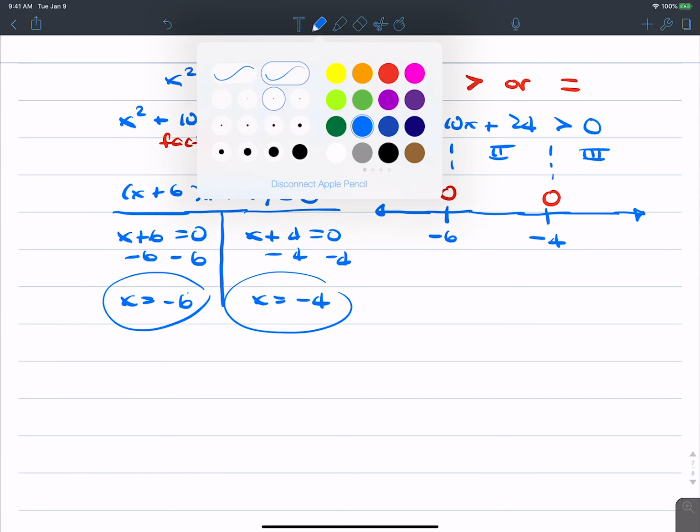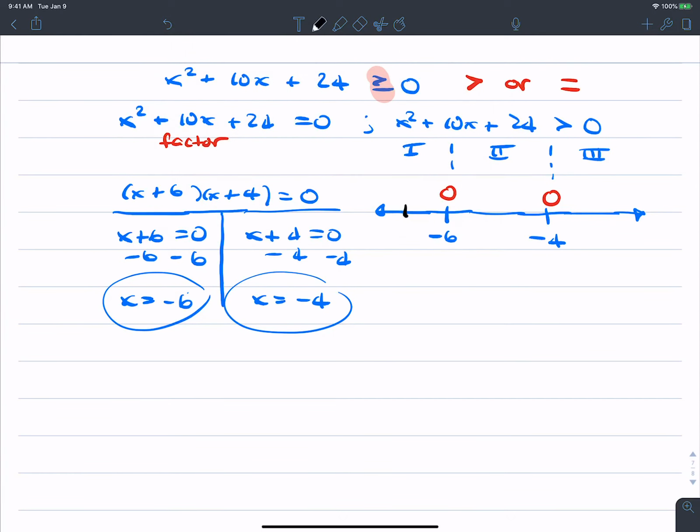So again here we need test points. A number to the left of negative 6, like maybe negative 8 works. A number between negative 6 and negative 4, negative 5 will work as a test point. And a number bigger than negative 4, region 3, we'll use 0 since it's available.